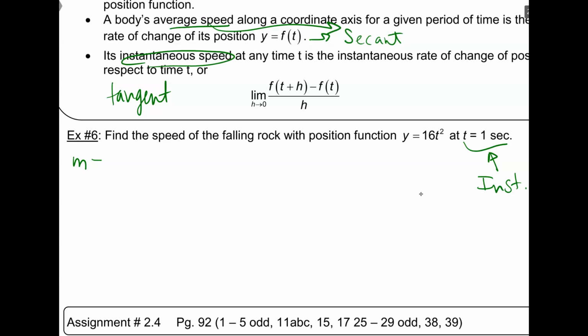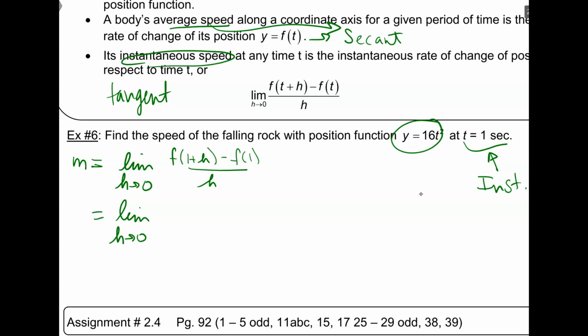Very, very similar to what we just did above. So my slope, my rate of change, my speed is going to be the limit as h approaches 0 of f of 1 plus h minus f of 1 all over h. Now remember, our function is y equals 16t squared. So I will plug these in to my equation. So I have 16 times 1 plus h squared minus 16, because 1 squared is just 1, all over h.